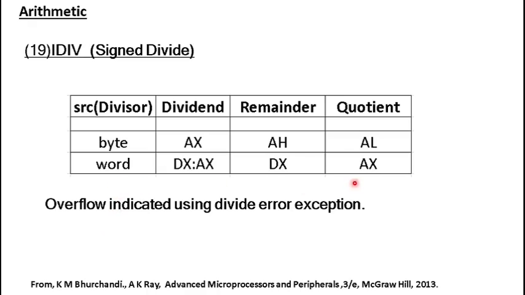Now this table tells us where we can find the remainder and quotient. Suppose that our dividend is residing in AX and we have a byte source, or the divisor is a byte. In such a case, the remainder will be in AH and the quotient will be in AL. Suppose that our divisor is a word, then the dividend is supposed to be spread across DX:AX, with the most significant bits of the dividend in DX and least significant bits in AX. Then the remainder we can expect in DX and the quotient we can expect in AX.